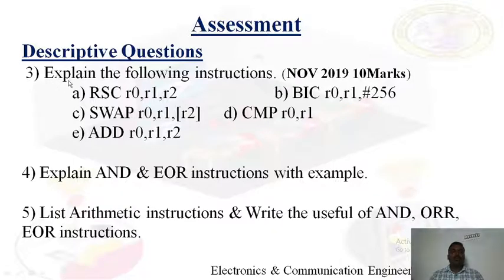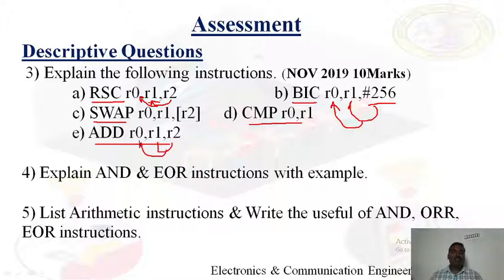Here this question was asked for 10 marks in the November 2019 exam. Here RSB means reverse subtraction. So instead of R1 minus R2, it performs R2 minus R1, then the result is stored into R0. And BIC, as I said, is bit clear. It performs NOT of this 256 first, then this is ANDed with R1, then the result is stored into R0. Then SWP will be covered later, then compare will be covered in the next session. Then ADD, a very simple instruction: R1 plus R2, then the result is stored into R0.